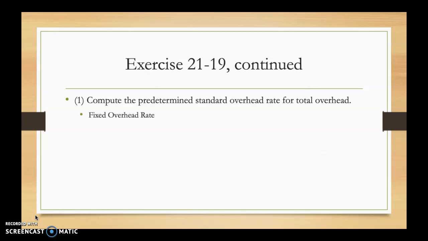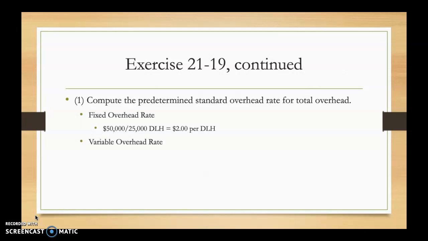So first, we need to find the fixed overhead rate. This is found by taking the $50,000 of fixed overhead costs and dividing it by 25,000 direct labor hours, abbreviated as DLH. This gives us the fixed overhead rate of $2 per direct labor hour. And those 25,000 direct labor hours is the standard hours calculated by the company.